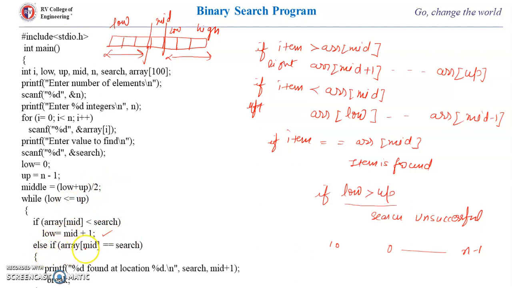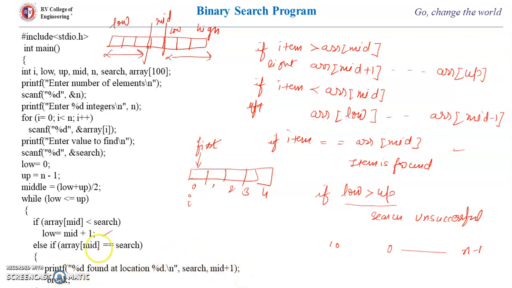Else if, it means if it is equal to search, when it is equal to search we'll say the item is found at location mid plus 1. Why are we saying mid plus 1? Because in an array, we have 0, 1, 2, 3, 4, suppose like this. So this is the subscript, but this is the first element of the array. So when we have to print the position, this will be the subscript, right? So suppose this is the I value, then the position will be I plus 1. In the same way, the element is found at location mid plus 1, and we need to print that.